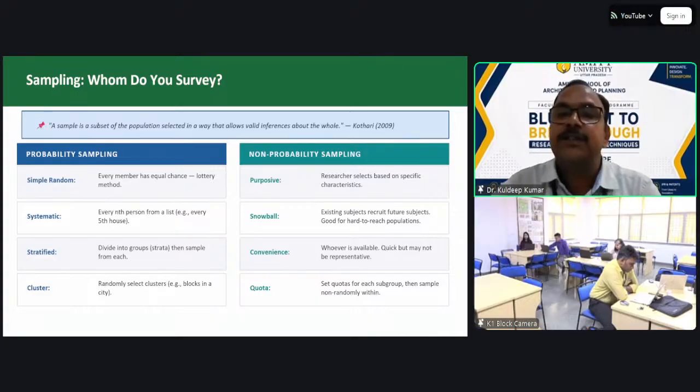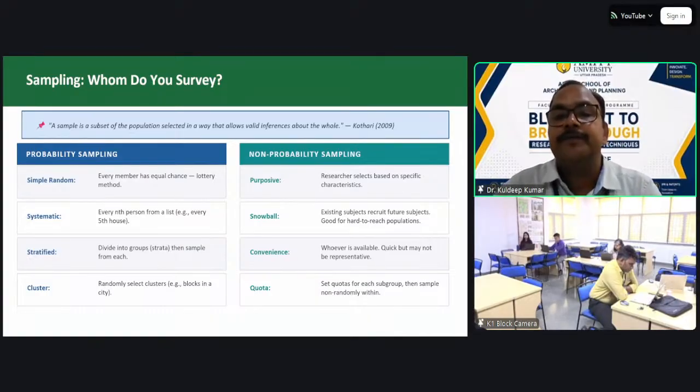Third is convenience sampling. As the name suggests, sampling is done with whoever is available or willing. It is fast and cheap, but potentially biased, because you have conveniently selected the sample. So there are chances of bias in the sample.